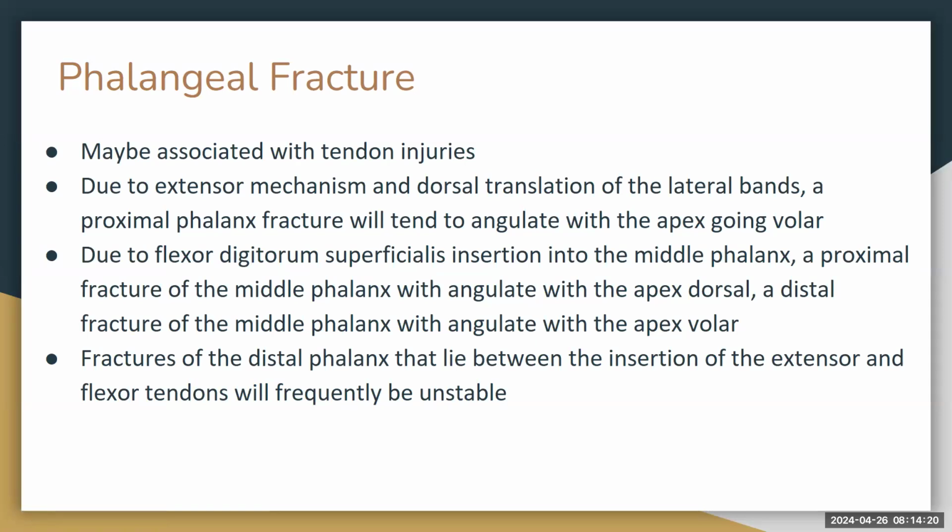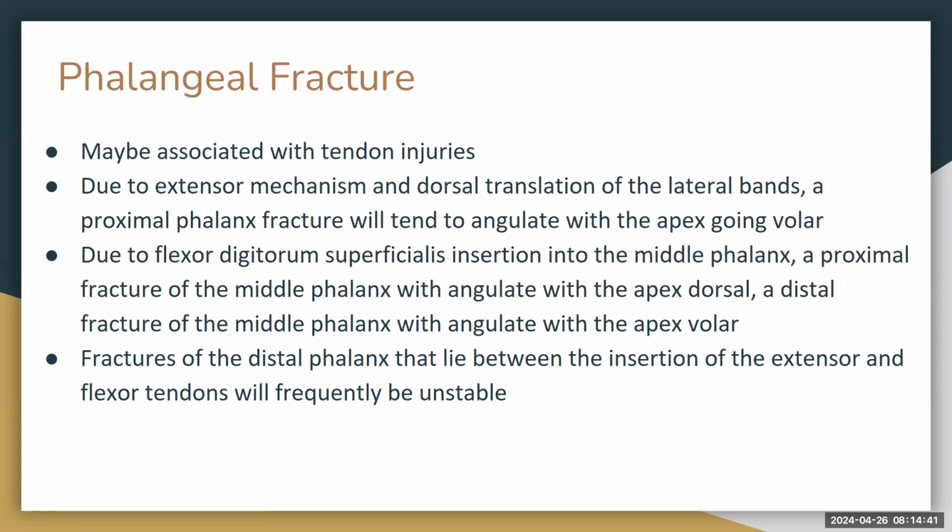Phalange fractures. So these can be associated with tendon injuries. So that's one of the big things you need to look out for. This is going to take some visualization here for you guys, but due to the extensor mechanism and the dorsal translation of the lateral bands, a proximal phalanx fracture will tend to angulate with the apex going volar.